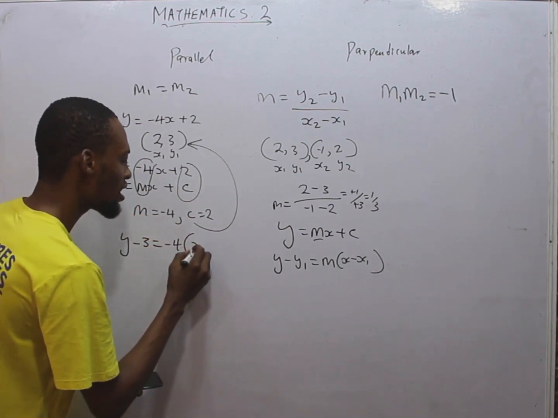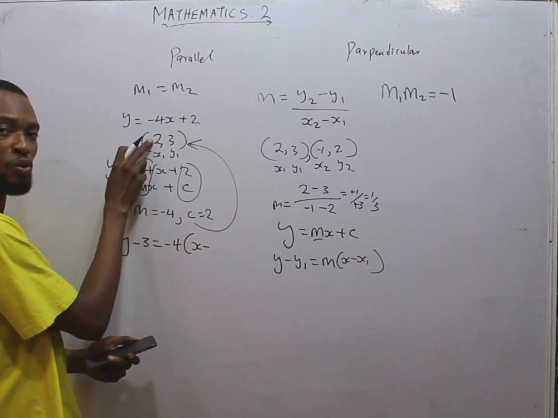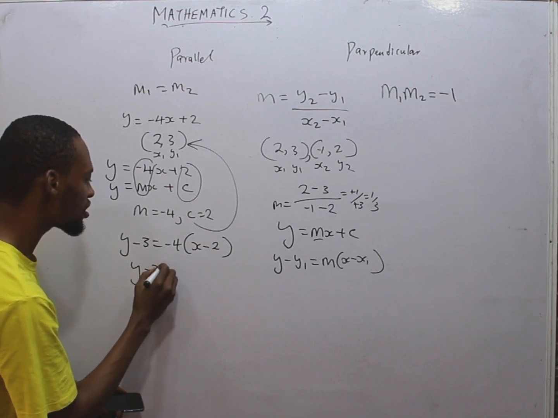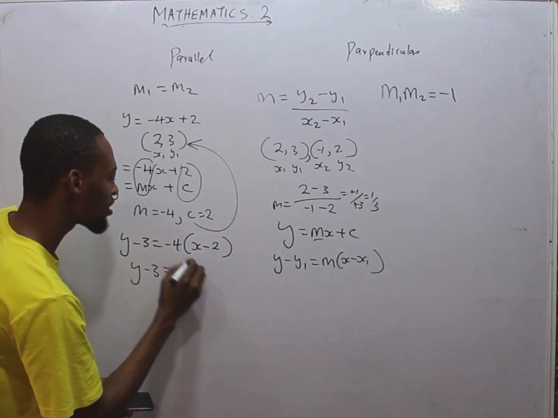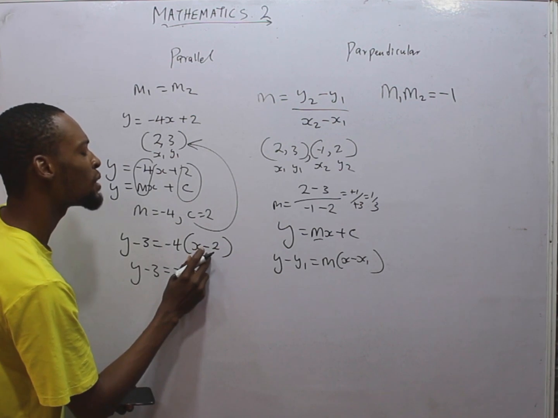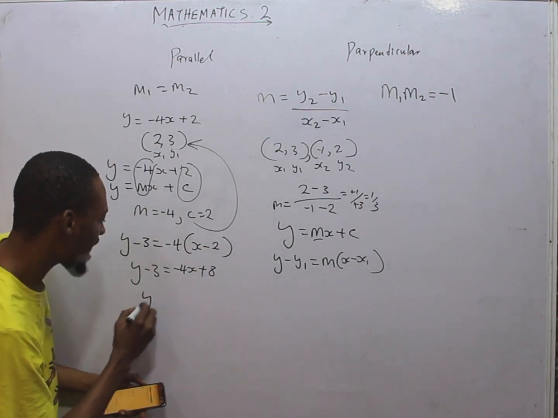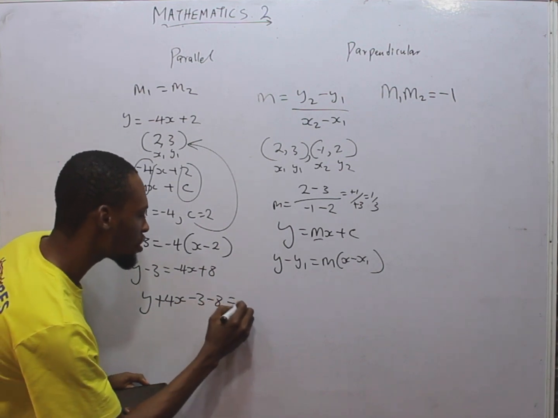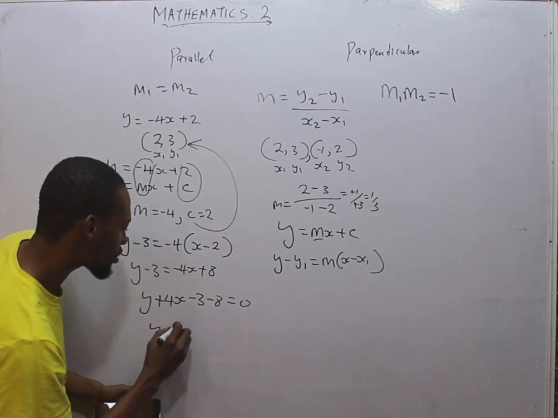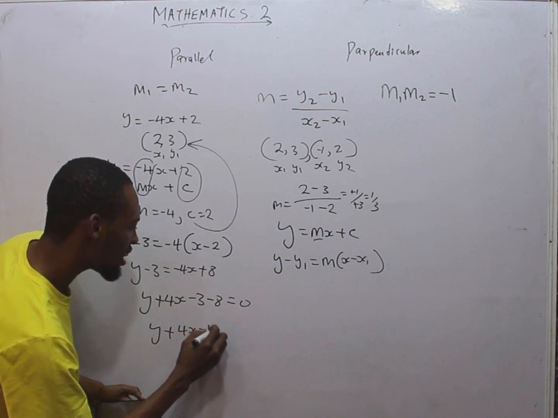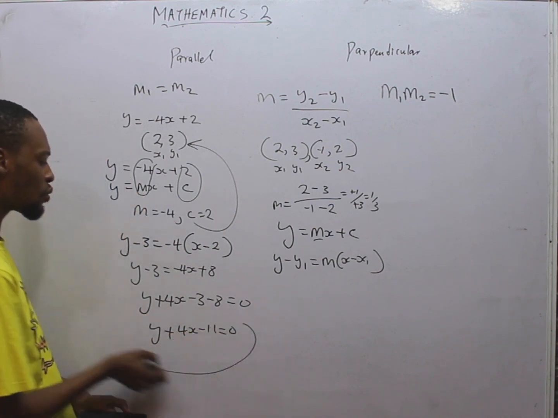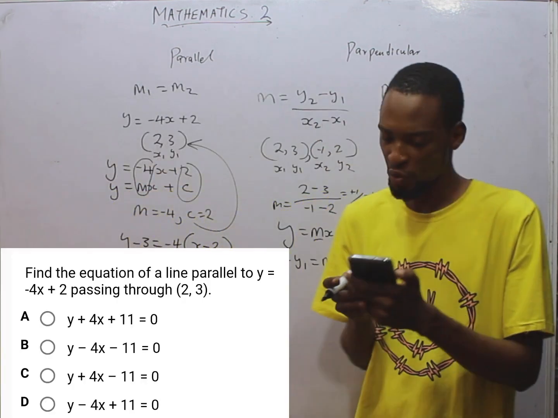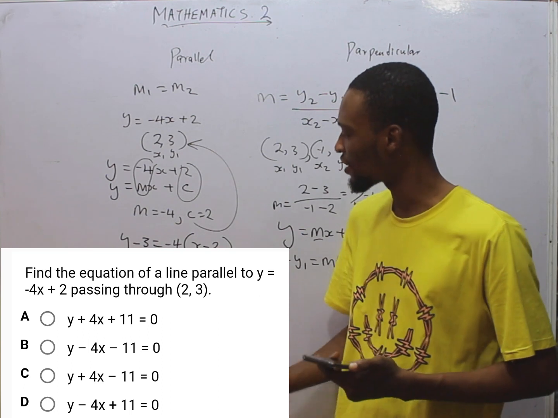Minus 4 x minus, what is x1? 2. So this is simply y minus 3 is equals minus 4x plus minus 4 times minus 2, that is plus 8. Y plus 4x minus 3 minus 8 is equals 0. So y plus 4x minus 11 is equals 0. So this is the equation of the line. This is the parallel line.